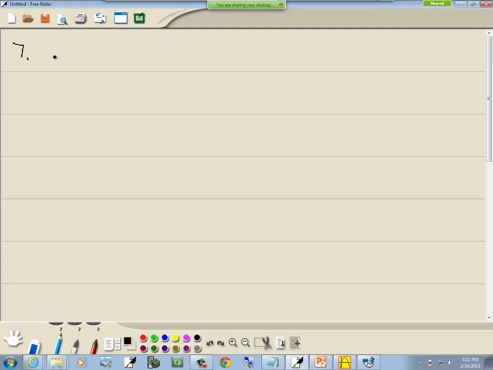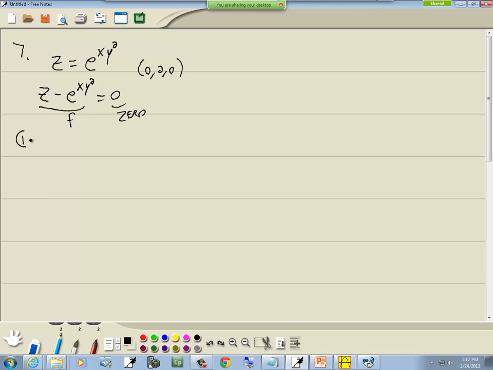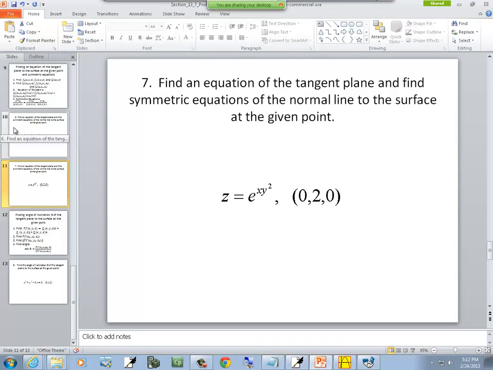Okay, so we got z is equal to e to the xy squared power, at the point 0, 2, 0. Well, I need everything on one side, so I'll take that e over. So it becomes negative e to the xy squared power plus z equals 0. And this will be our f. And of course you have to have a 0 here. First step, we need to find the partial with respect to x, y, and z.